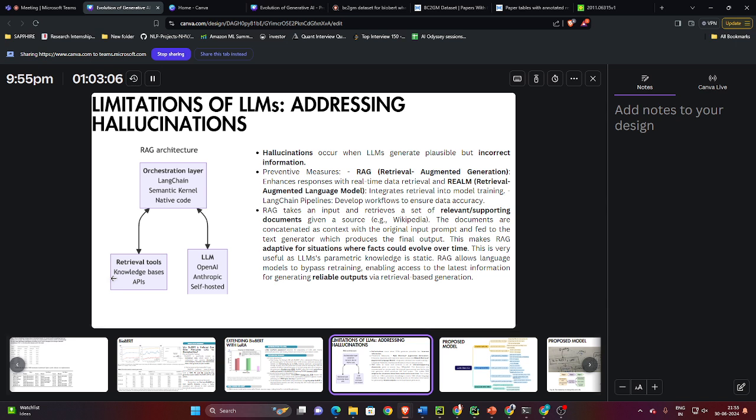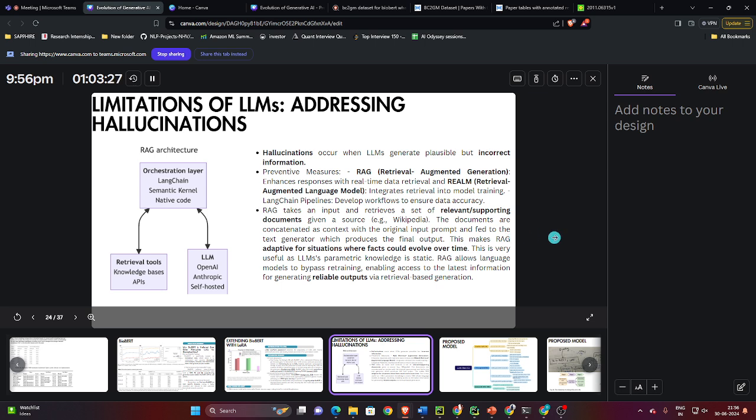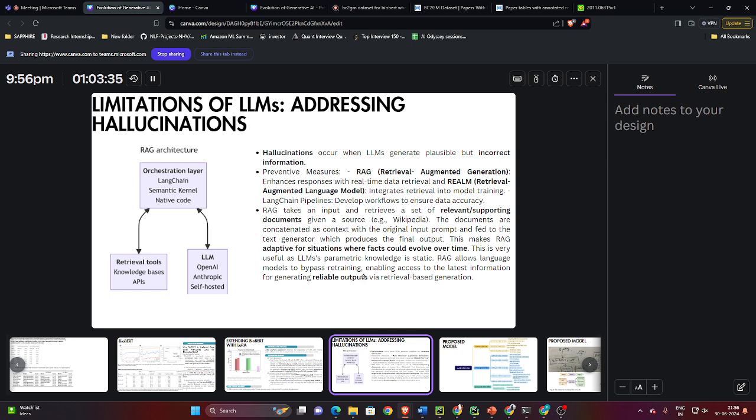RAG is essentially cloning a model, giving it a certain set of data and asking it to answer questions only based on this data. This data becomes your Bible, and you need to answer and comprehend all my questions only from this and your previous knowledge. You need to fine-tune everything on this data only. This makes it adaptive for situations, though facts could evolve over time. It's one of the best ways for generating reliable outputs.